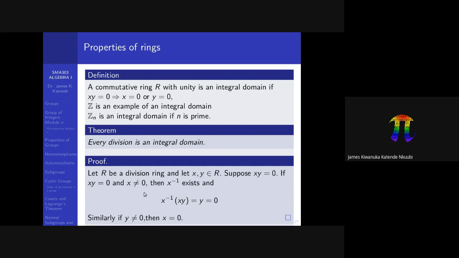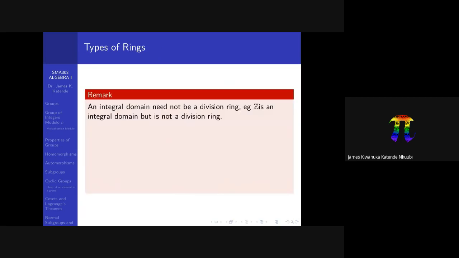So basically you have proved that if you multiply any two elements to get 0, one of those must be 0. So every division ring must be an integral domain, but the converse is not necessarily true. An integral domain does not have to be a division ring. So for instance, the ring of integers is an integral domain, because if you multiply any two integers to get 0, one of them must be 0. But it's not a division ring, because the non-zero integers do not form a group under multiplication.